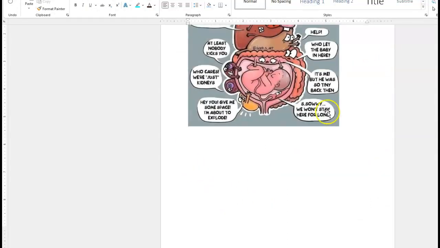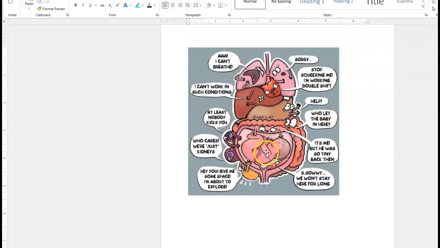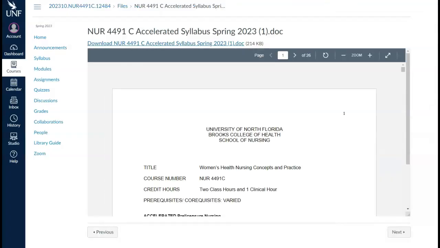Let's close that. This is just a baby, and you can see this baby presses on your colon and your bladder and your kidneys and your stomach and your liver and your lungs and your heart. Makes it kind of hard for everybody.